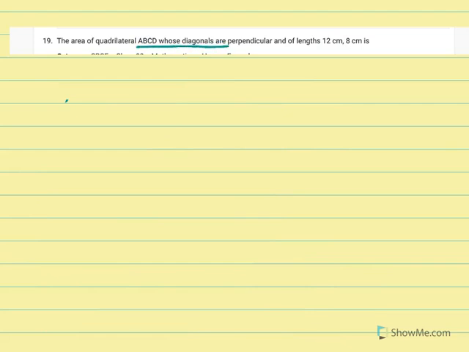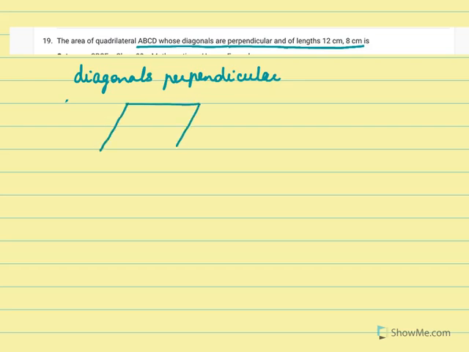The area of ABCD whose diagonals are perpendicular and of length 12 and 8. If diagonals are perpendicular, it must be a rhombus. So here is my rhombus, A, B, C, D. It has got two unequal diagonals. This is one diagonal and here is the other diagonal.